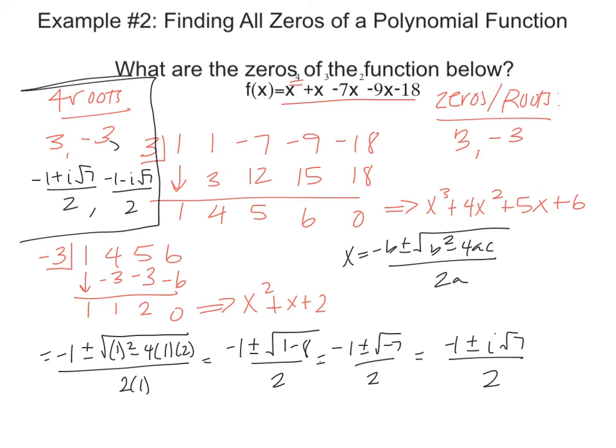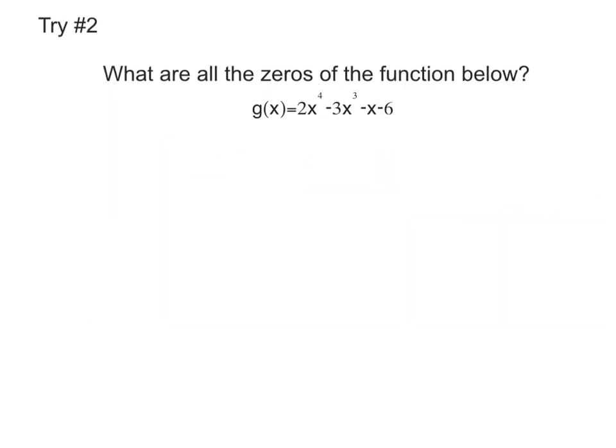Let's do this last problem as our try. All right, so we have 2x to the 4th minus 3x cubed minus x minus 6. And either we can try to start by finding our real zeros on the calculator, or we can try doing p over q. And personally, I think it might be easier to at least try it on the calculator.